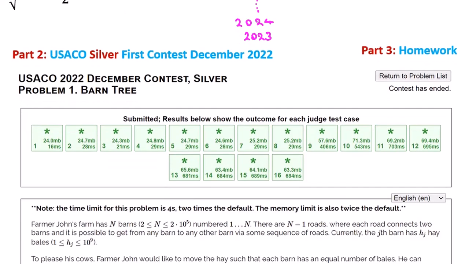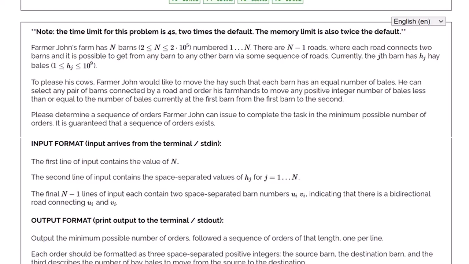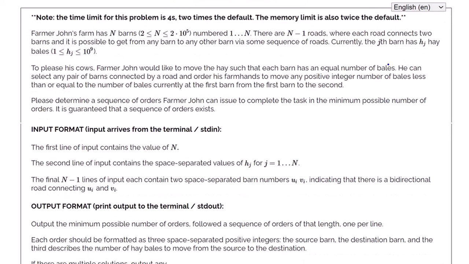Now let's try this problem from USACO silver part. Read this problem, pause the video and read it first on your own.